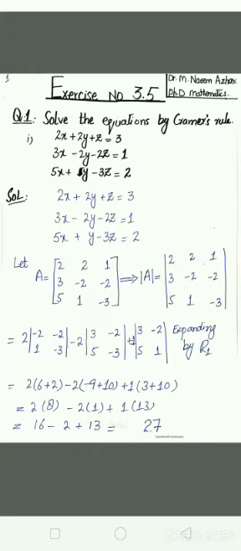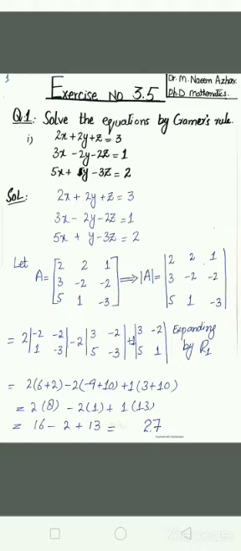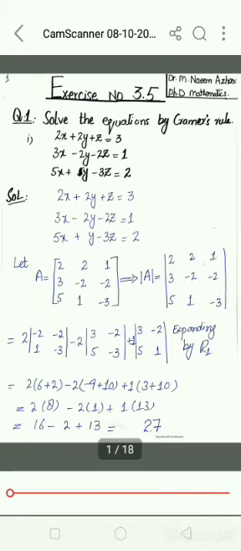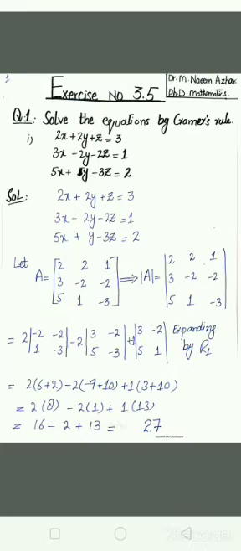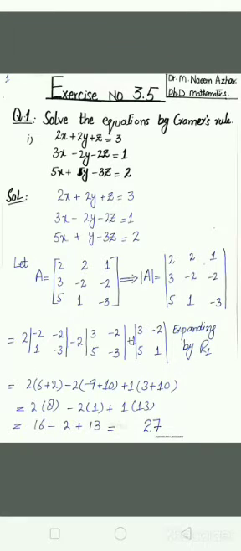So we start from question number 1. The statement is: solve the equations by Cramer's rule. Cramer's rule is also called the method of determinants because we find 4 determinants in each question of Cramer's rule, in which the system of linear equations gives a matrix of order 3 cross 3, and all the matrices in your course which are involved in Cramer's rule are square matrices of order 3 cross 3.